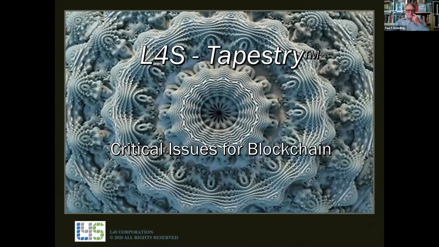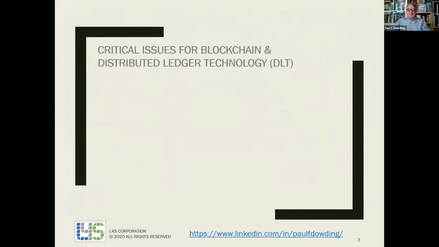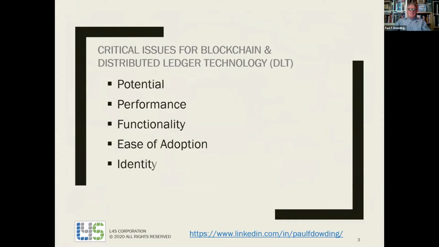I'm a co-founder and head of design for L4S, and our distributed ledger product is, we call it Tapestry for now. This is a presentation on the critical issues for blockchain or distributed ledger technology. The issues I'm going to cover today are the potential of distributed ledger technology, the performance issues, the functionality, the ease of adoption requirements, identity as a concept, and security just on a small part, but I'll hand that off to Kami at the end.